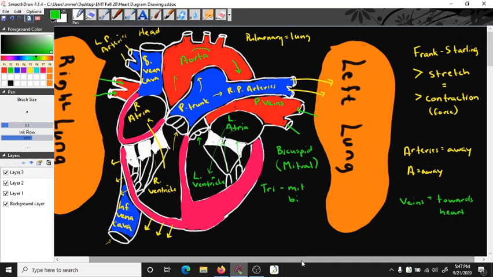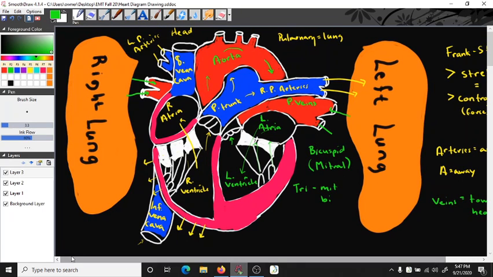So that's essentially it. That is how the blood is going to flow through the heart via the 2 different pumps. I hope this helps. Let me know if you have any questions, and that's it for now.